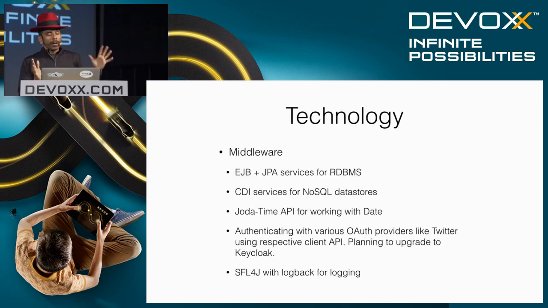In terms of the middleware, we talked about the user interface part of it. In terms of middleware, very, very classical architecture. So EJB plus JPA services for RDBMS. Now, one of the new things that is introduced in the Java EE 7 platform is you don't have to use EJB if you don't want to.